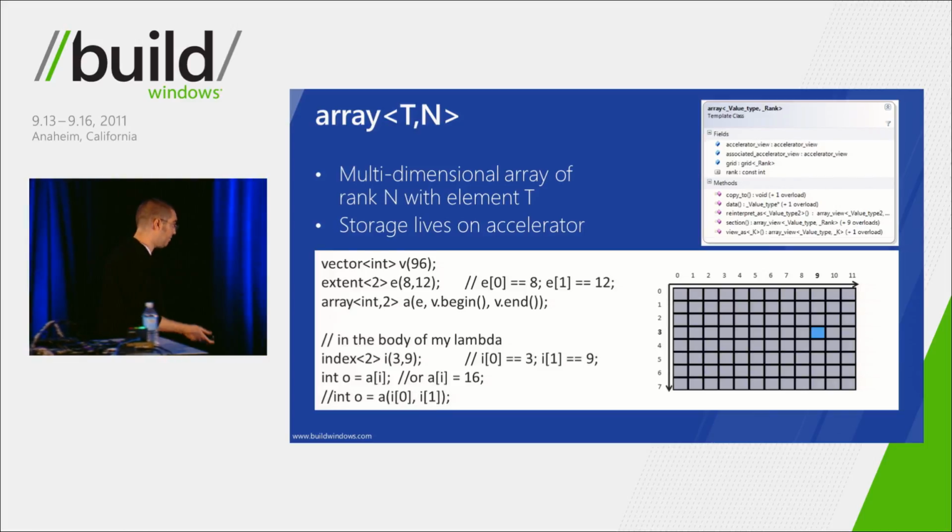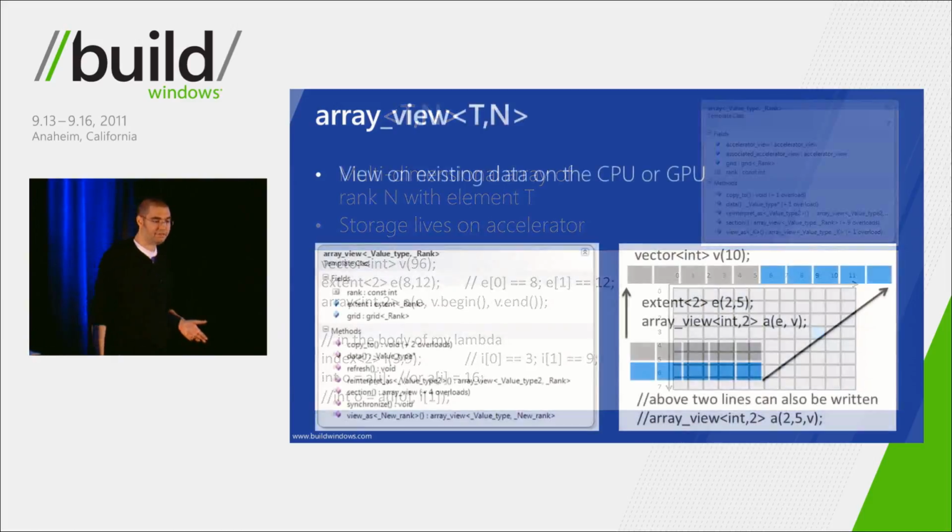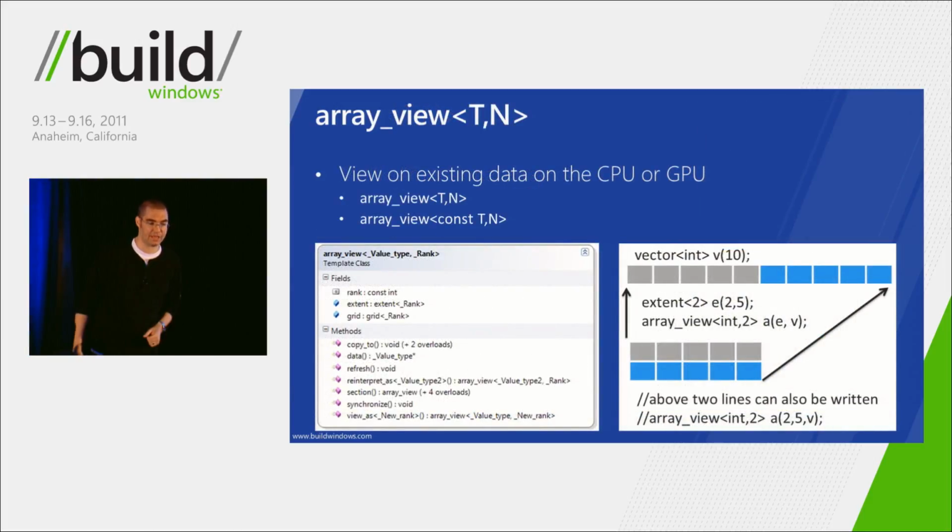So that is array. We also have array view, and that's the thing I was using earlier. An array view is not a container of data. An array view is a view, a wrapper over a container of data. And it's a wrapper over a container of data regardless of where that data lives. So you could create a wrapper of an array, which means now you have a wrapper to the data on the GPU, or you could create a wrapper to a vector or a pointer or anything that you have on the CPU.